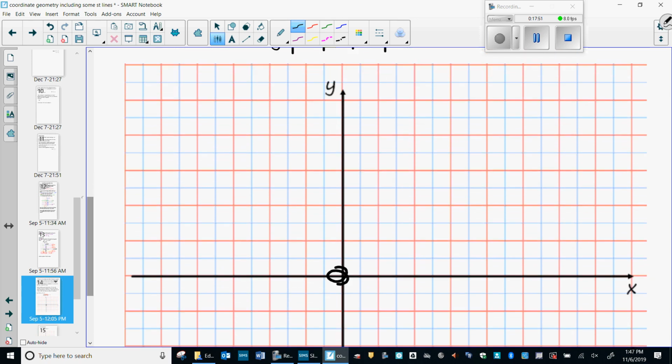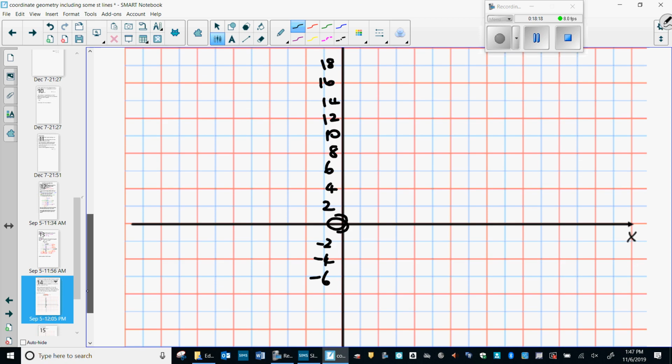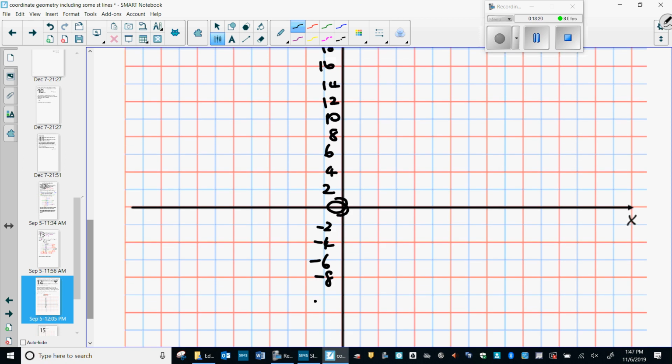So we've got 2, 4, 6, 8, 10 squares here. So 2 for each baby one. Okay, so 2, 4, 6, 8, now we need to make sure we continue that scale going down. So this is going to be -2, -4, -6, -8, -10. That'll do.